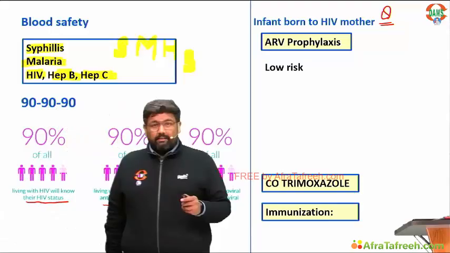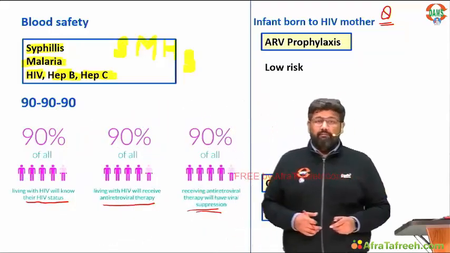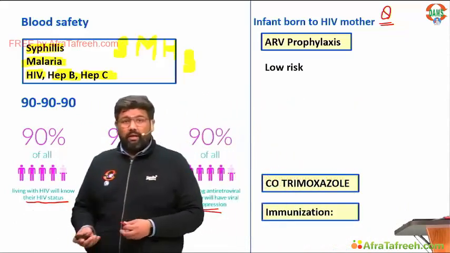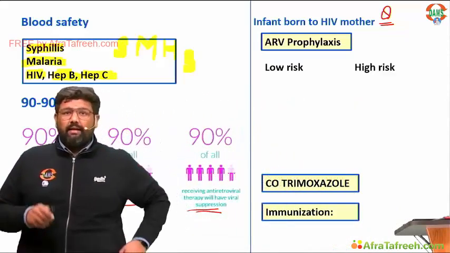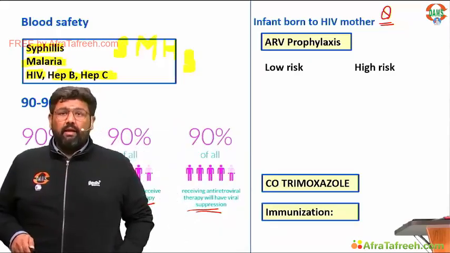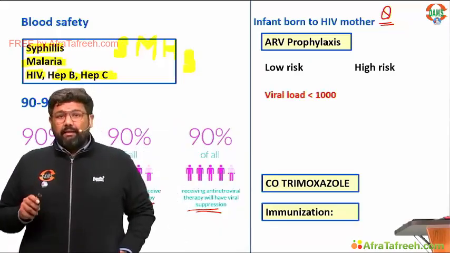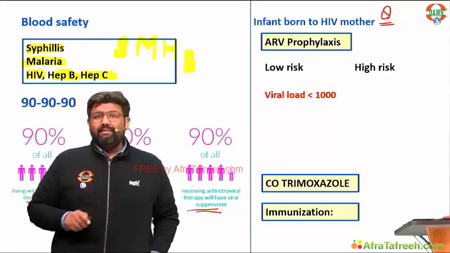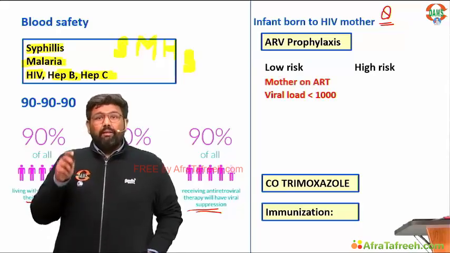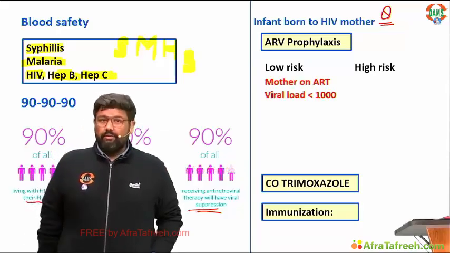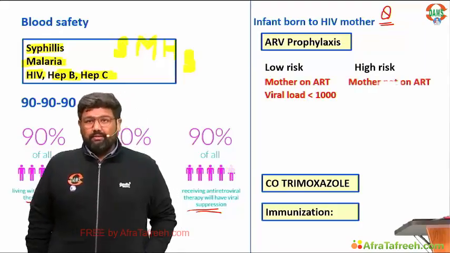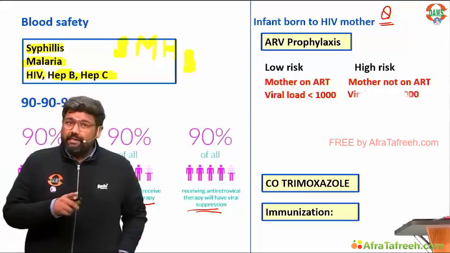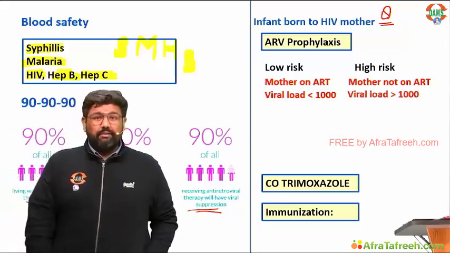For ARV prophylaxis, broadly they say give nevirapine, but recently Government of India guidelines have changed. The guidelines say you check whether it is low risk or high risk. Who is low risk? The mother whose viral load is less than 1000 and who is on ART. This is a low risk mother. Now who is high risk? A mother not on ART, or even if she is on ART, the viral load is not suppressed.